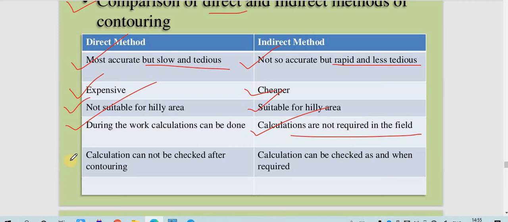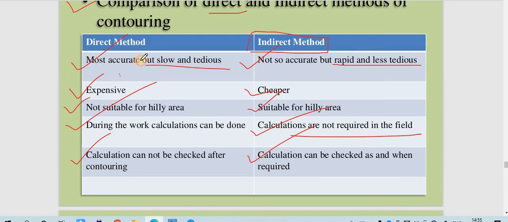Okay. Now the calculation cannot be checked after the contouring. So once we have done all the calculation, that cannot be done after your contouring work is over, but calculation can be checked whenever it is required in case of your indirect method. So this is the comparison.